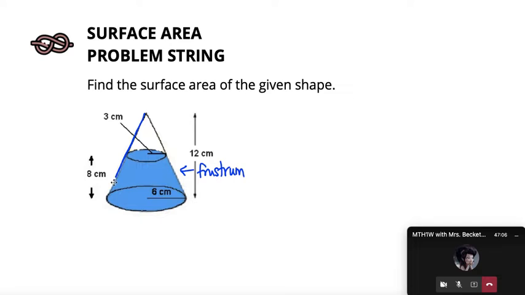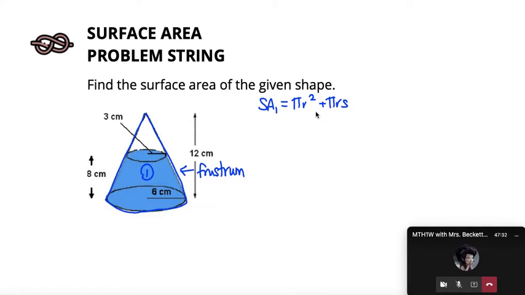So in order to find the surface area of this blue shape, I first want to think about what is the surface area of this large shape, the large cone. So the large cone I'm going to call shape number 1. So the surface area of a cone is pi r squared, that's the area of the circle, plus pi r s, that's going to be the section of the sides.